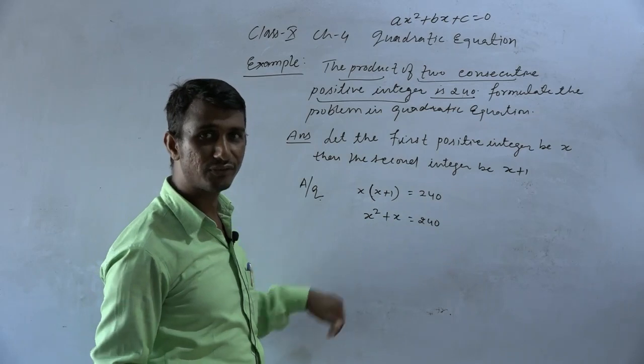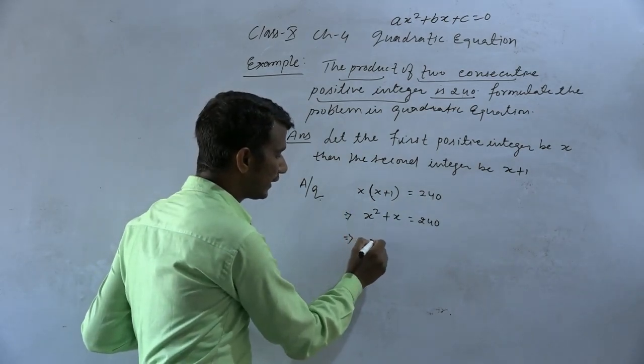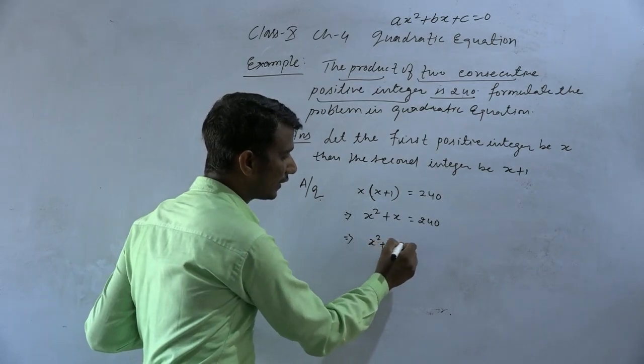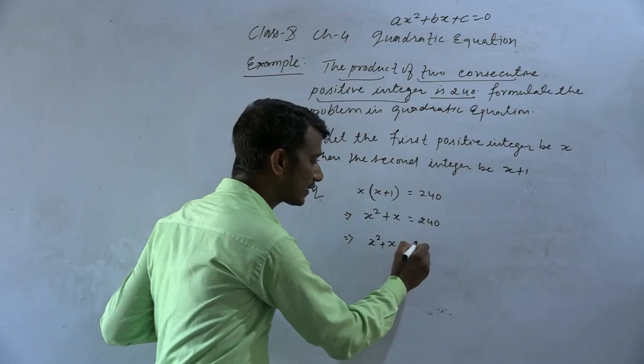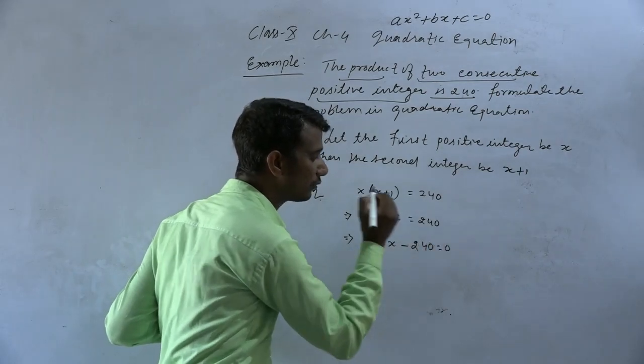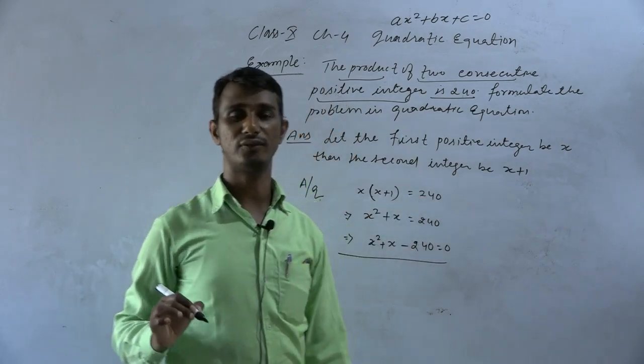Now transfer 240 to the LHS. So what will we get? We get x square plus x, and transferring 240 from RHS to LHS, the sign changes from positive to negative, minus 240, and put equal to 0. This is your required quadratic equation form.